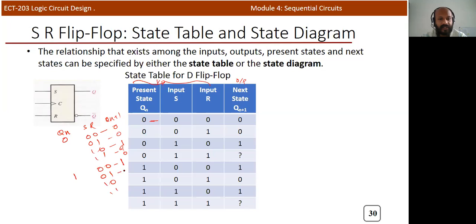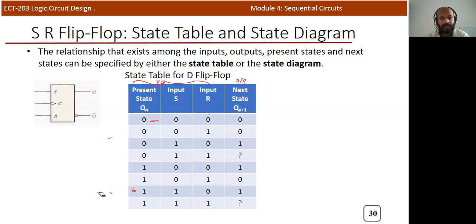Okay. When it is 0 1, it is a reset condition, so 0. When it is 1 0, set condition, 1, and the last is 1 1. So you will get the state table, which is exactly the same as your truth table. The only thing is we need to write it in a specific order: present state, input, and then next state.